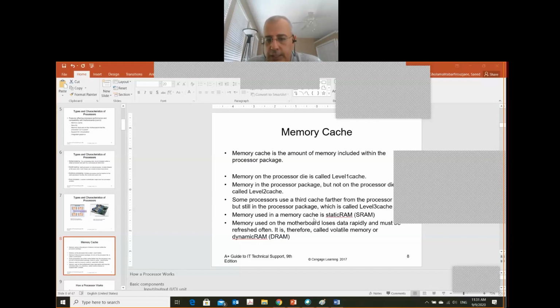So memory used in a memory cache is called static memory because it does not need refreshing. But memory used on the motherboard but not inside the processor is called DRAM. This DRAM can lose data quickly, so it needs refreshing. Because of this refreshing, its speed is lower than static RAM. Static RAM can hold information for a long time.